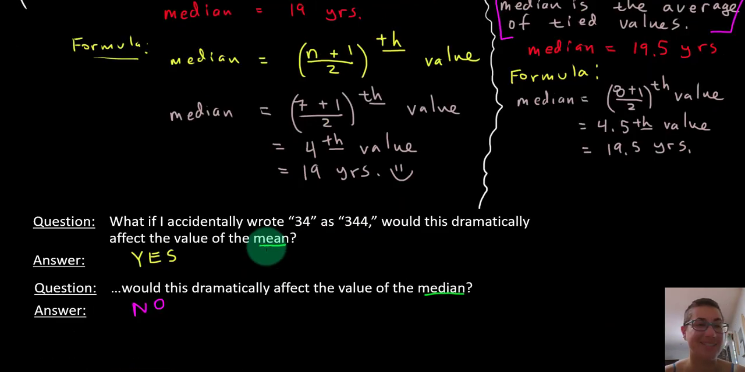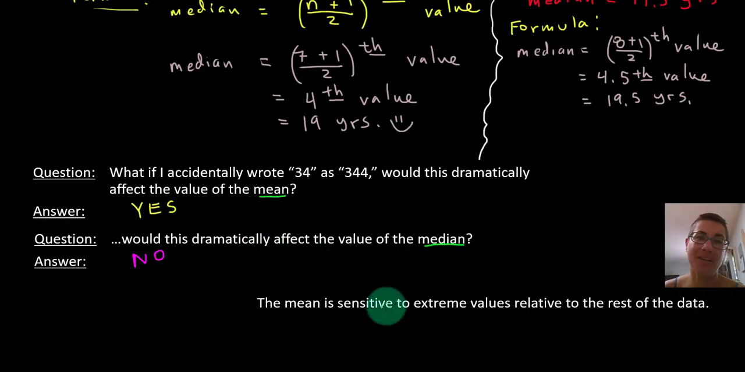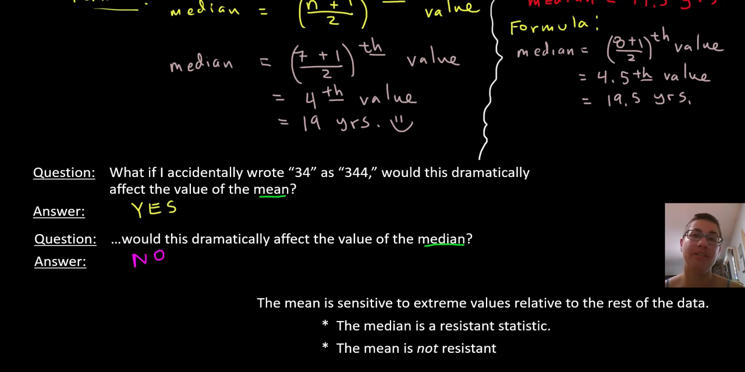What property is this illustrating? This example is showing how the mean is sensitive to extreme values in the data set. Meanwhile, the median is not sensitive to extreme values. What this is illustrating is a property called resistance. The median is a resistant statistic, but the mean is not resistant.